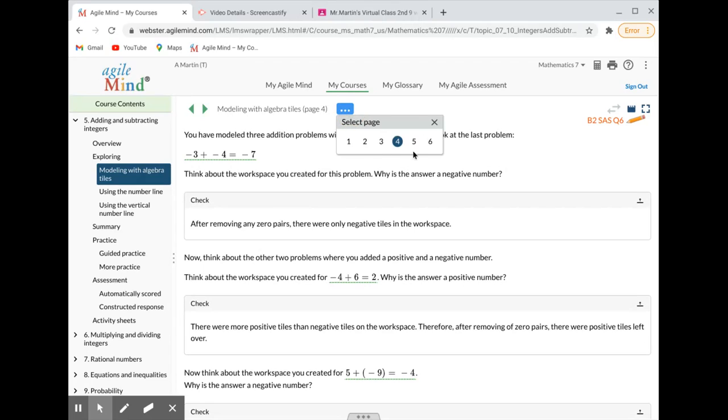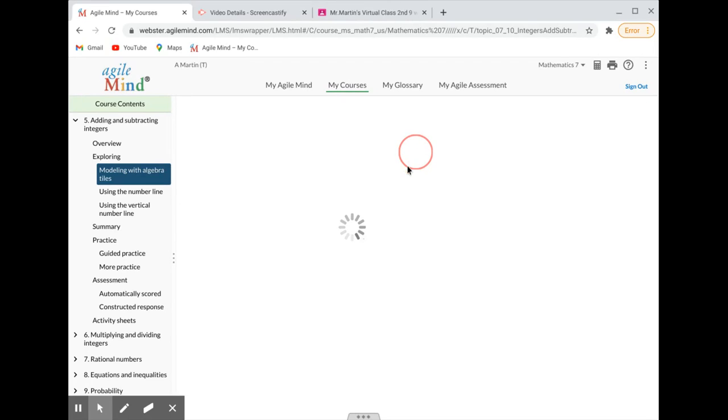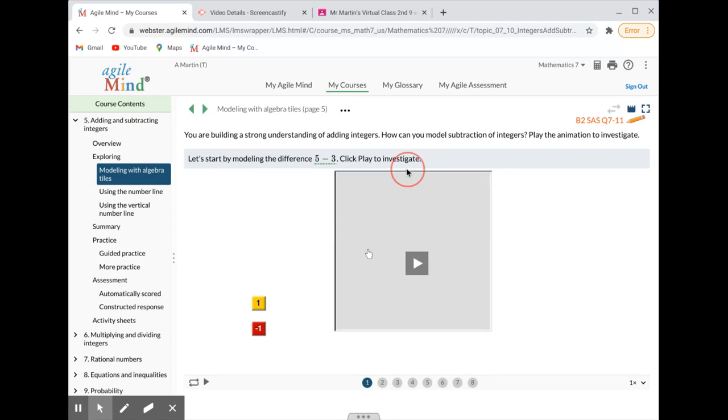So let's look at page 5. Now this is where it gets pretty interesting. We've been doing addition. Well, now we're doing subtraction. First problem, super simple, but then it gets interesting, okay? So first thing that we got is 5 minus 3. And they thought it was so difficult that they made a video for us. So we're going to watch the video.